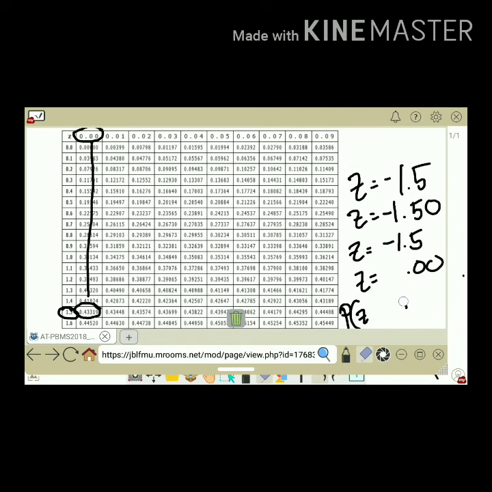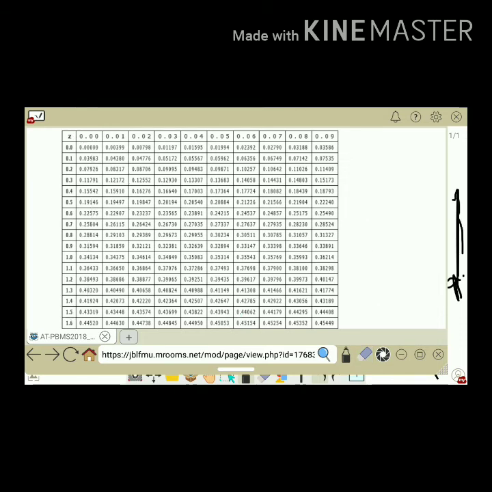Let's make it fit. Negative 1.5, that is 0.4319. Okay, how about next? We are going to have another example.